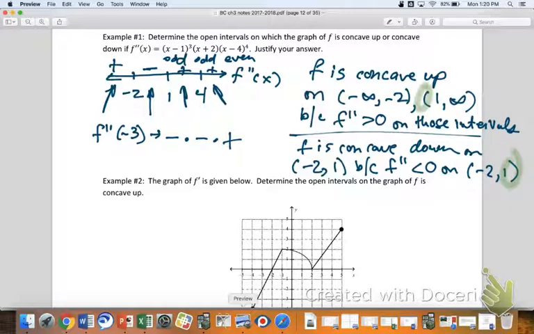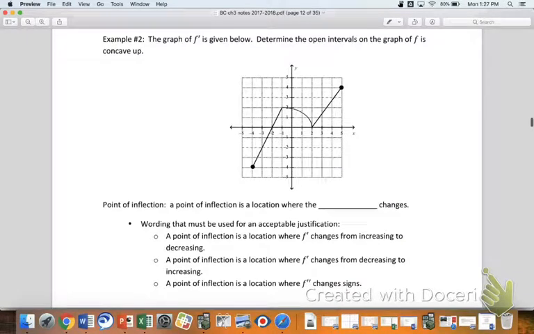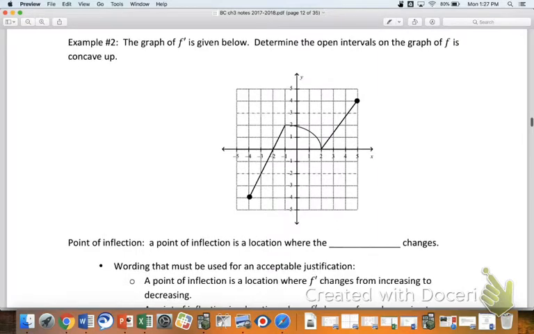Okay. Example number 2. This is a graph this time, so if you guys would try this. This is not a graph of f or f double prime. It is a graph of f prime. So there's going to be a different set of conditions here. You can see kind of listed below. So example number 2, the graph of f prime is given below.